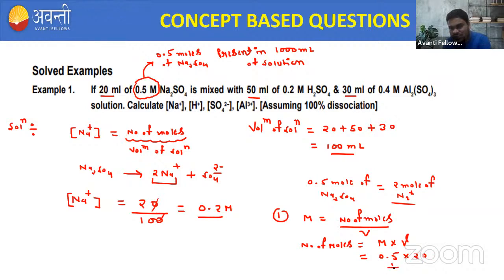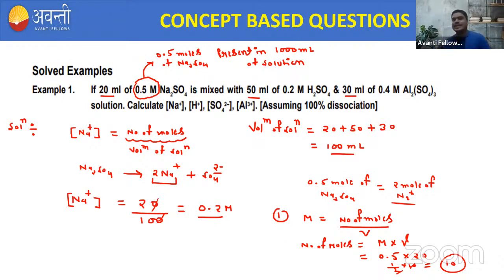So we can calculate now. This is 1 by 2 into 20, which comes out to be 10. So number of moles is 10. But now here we can say that 2 mole of Na is present in Na2SO4. That's why I write it as 20.